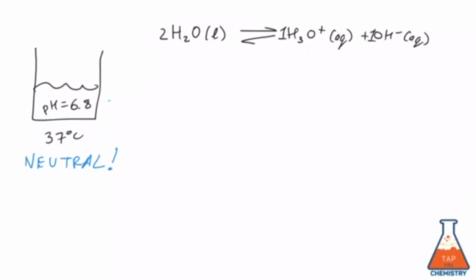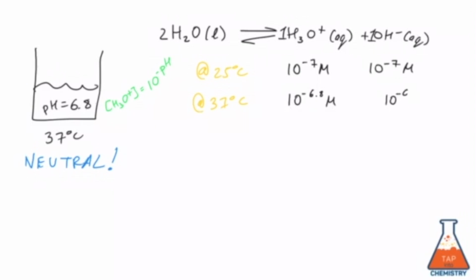To get from pH to H3O+ concentration, we use the familiar formula where the concentration of hydronium is equal to 10 to the negative pH. Thus, at 25 degrees Celsius, when the pH of pure water is 7, the concentration of hydronium is 10 to the negative 7 molar, and because of the 1-to-1 ratio of the stoichiometric coefficients, the concentration of hydroxide must be the same. At 37 degrees Celsius, the pH of pure water is 6.8, so the concentration of hydronium and hydroxide are both 10 to the negative 6.8.